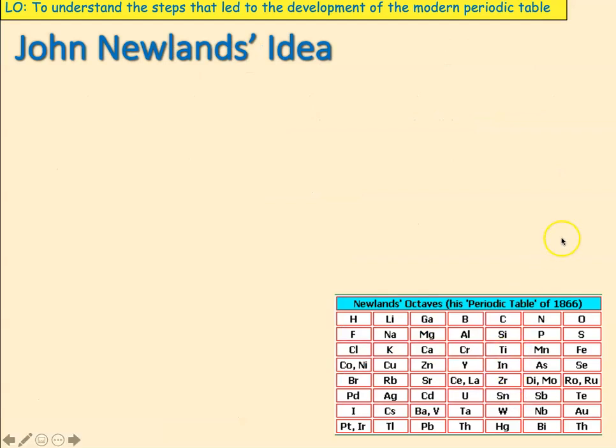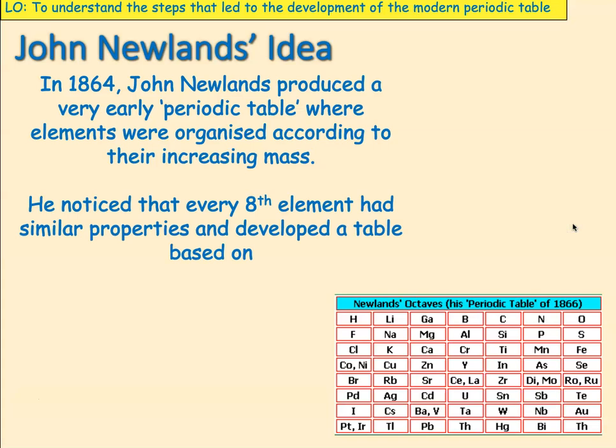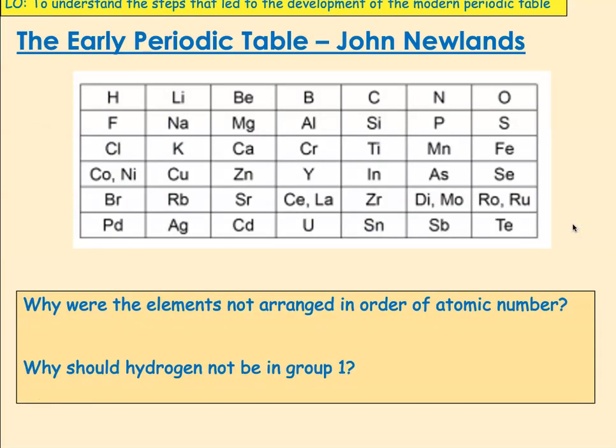Okay, a scientist called John Newlands came along, and he made a big attempt at trying to do a periodic table. This is one of the earliest periodic tables. He arranged them in order of atomic weight. He noticed that every 8th element had similar properties and developed a table based upon that. He called it the law of octaves, which means 8. Now here is his early attempt at a periodic table.